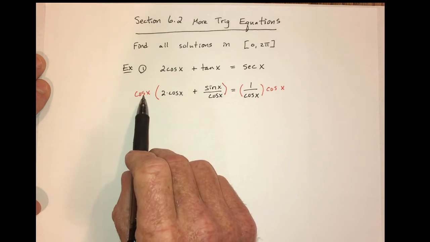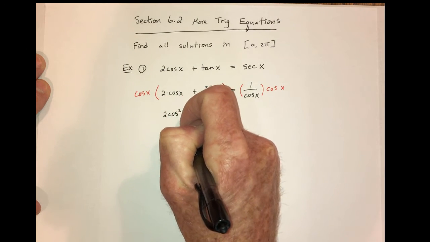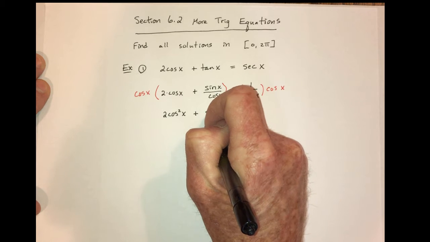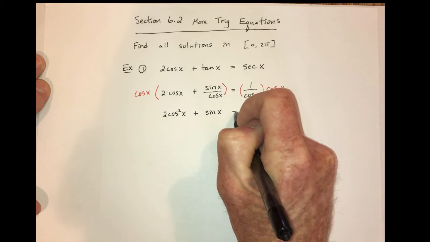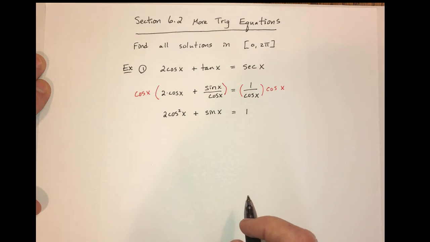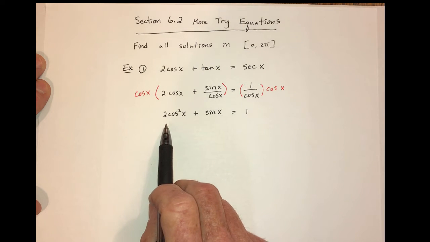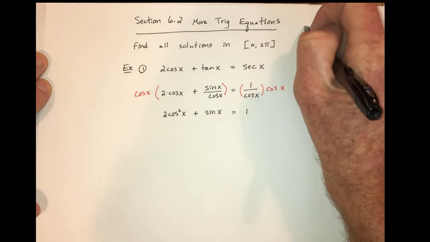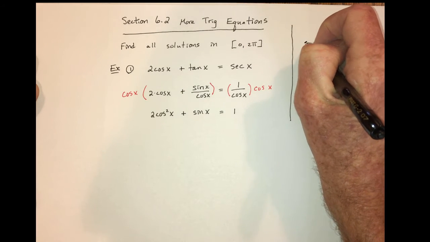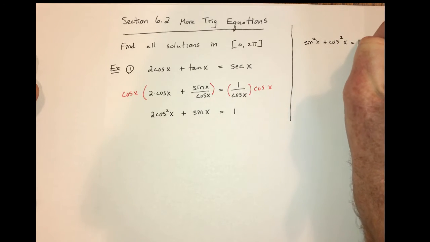So then this one, when you distribute, will leave 2 cosine squared. When you distribute this over here, the cosines will cancel, so it's going to leave just sine of x. And then on the right side, these two will cancel, it just leaves 1. Now we need to get this to have just sines in it or just cosines. Well, with a cosine squared, over here on some scratch paper, I know that there's an identity which says sine squared plus cosine squared equals 1.